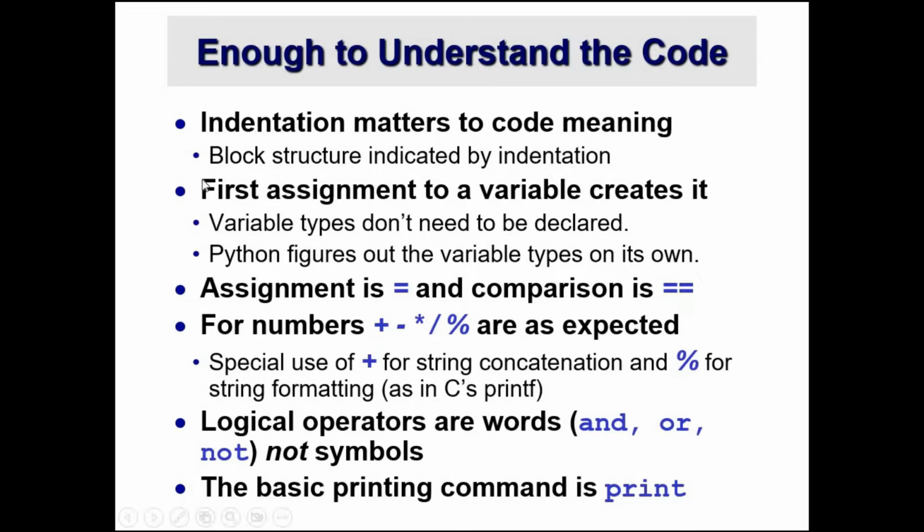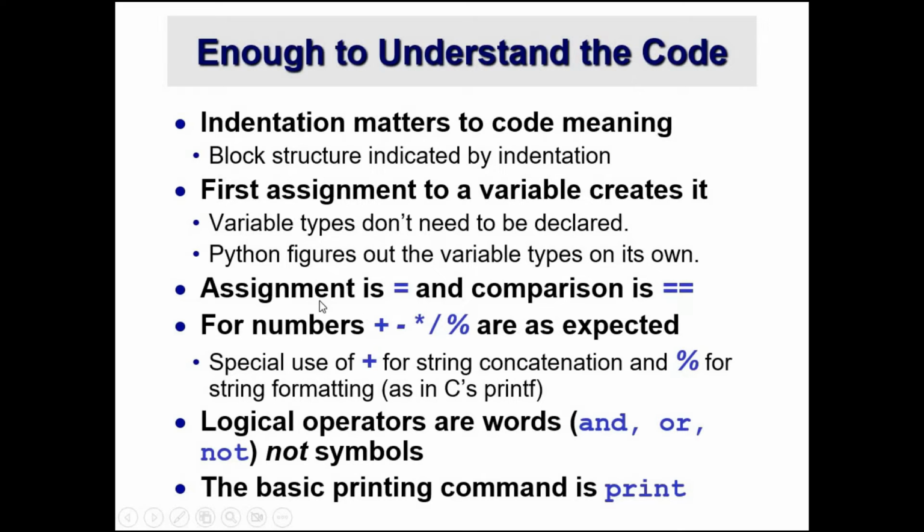Number two: first assignment to a variable creates it. So a variable type does not need to be declared. Like in Java, if I want to declare a variable of integer type, I have to write int x equals a value. But in Python, you don't have to mention the data type. Python figures out the variable types on its own. I'm going to discuss and perform some examples in front of you, but right now, focus on the rules. Python does not need to explicitly define the variable type; it figures it out implicitly.